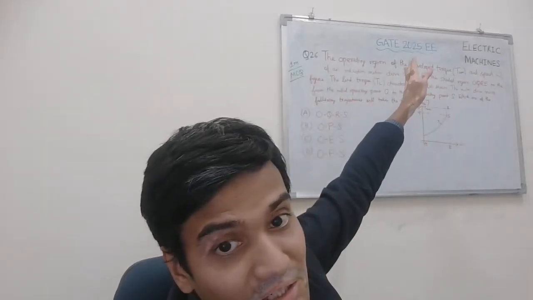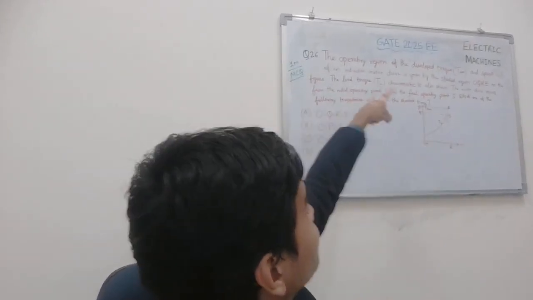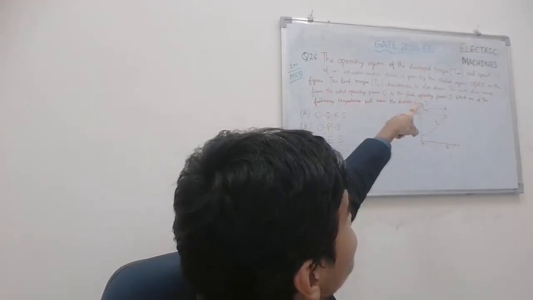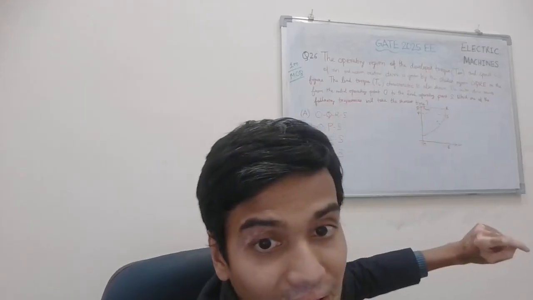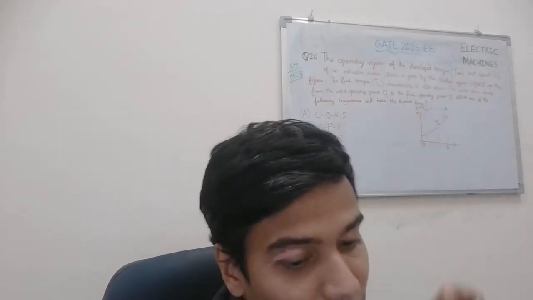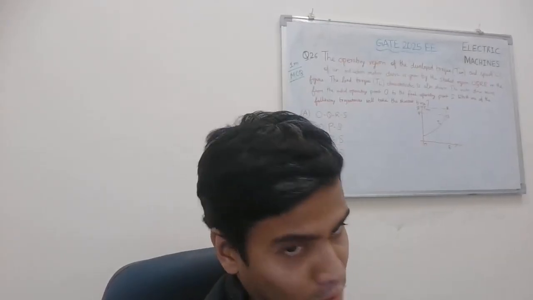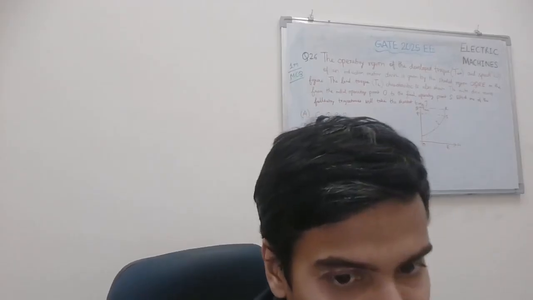The question goes like this: the operating region of a three-phase induction motor drive is shown in the figure. The load torque characteristic is also shown. The motor drive moves from the initial operating point to the final operating point. Which one of the following trajectories will take the shortest time? Options: OQRS, OPRS, OES. Let's move to the solution.